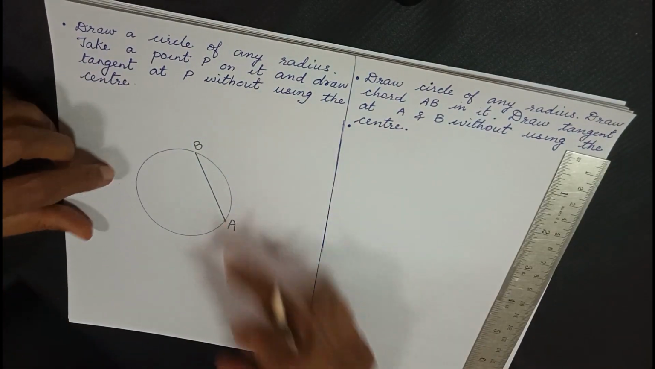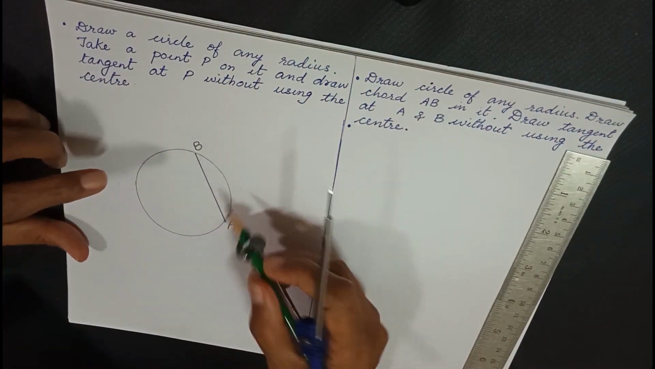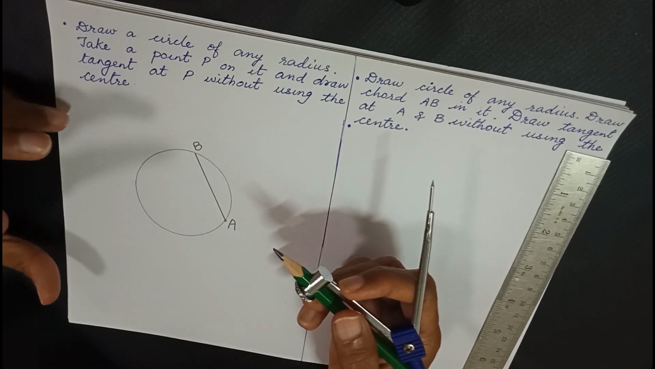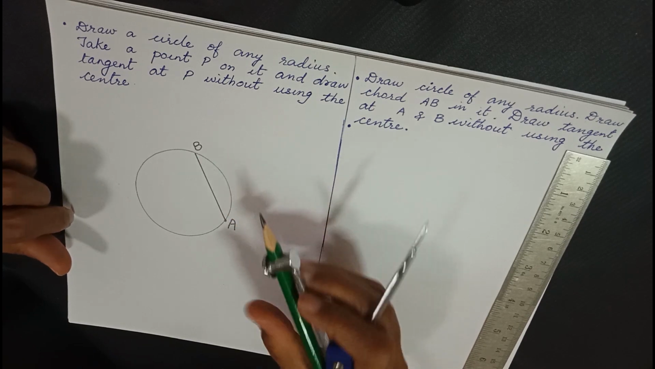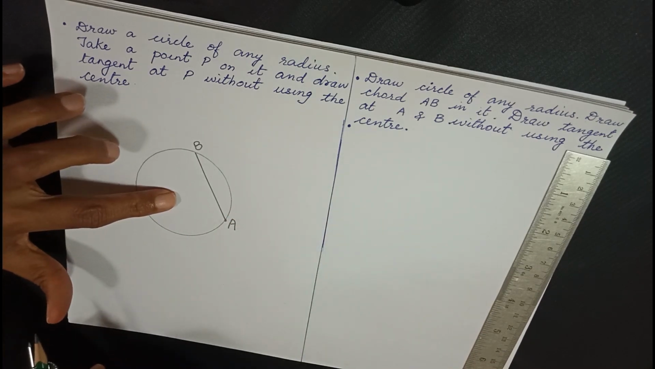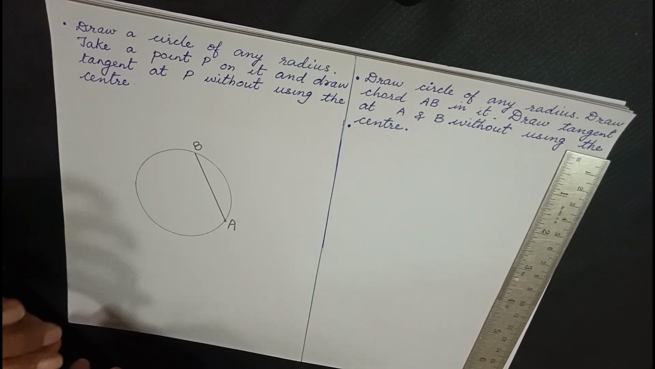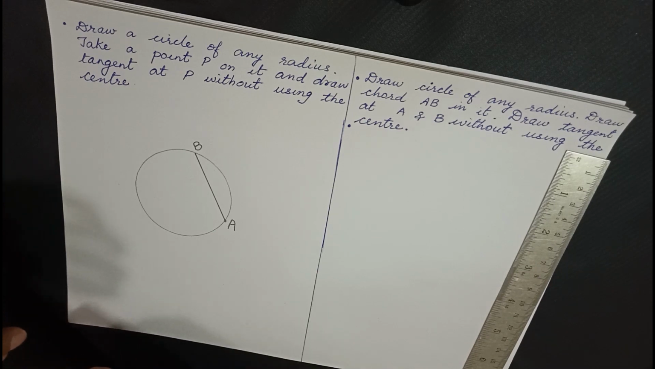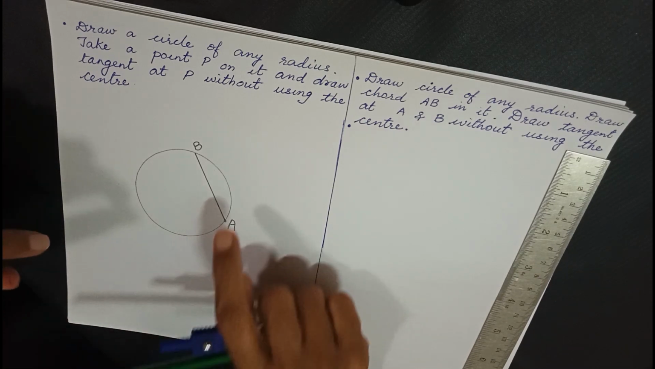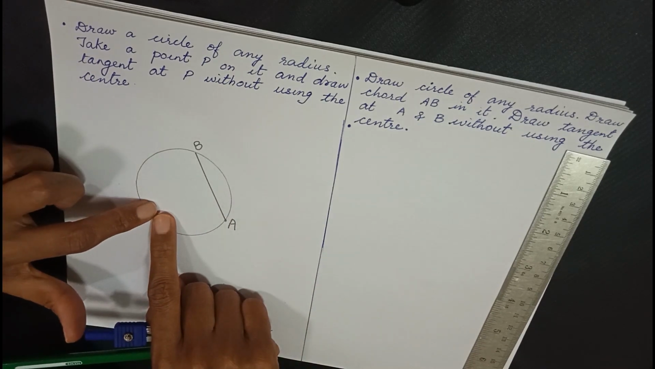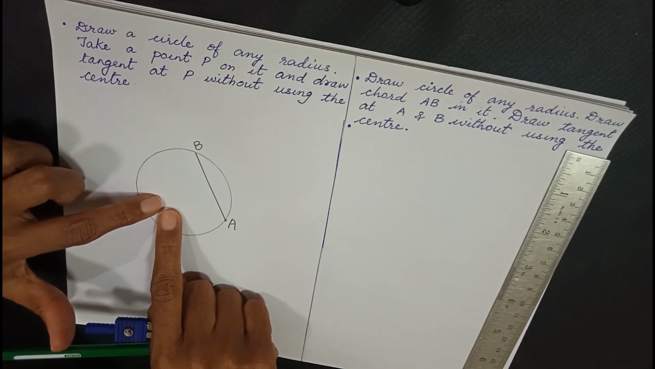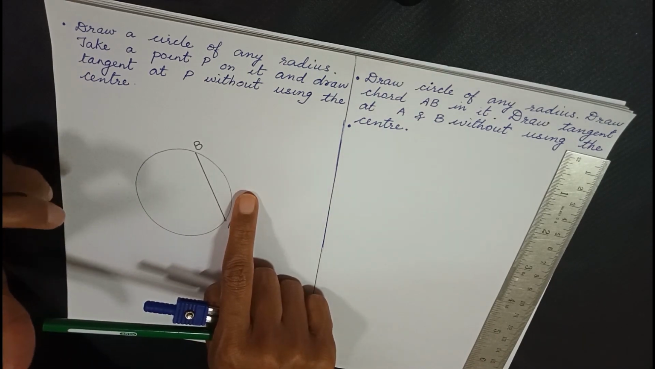Now you can see this chord AB has divided the circle into two parts, and these parts are called segments. This is a smaller segment, so it's called a minor segment. This one is a bigger segment, hence called major segment. So the principle that we will be using here is that an angle which is made in the minor segment will be equal to an angle made in the major segment.